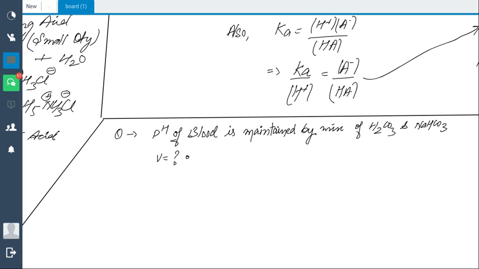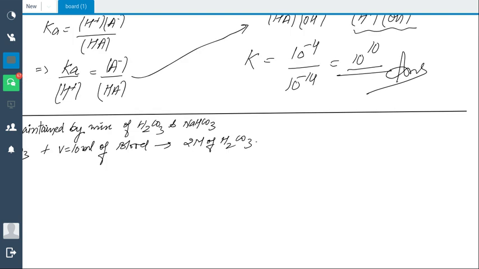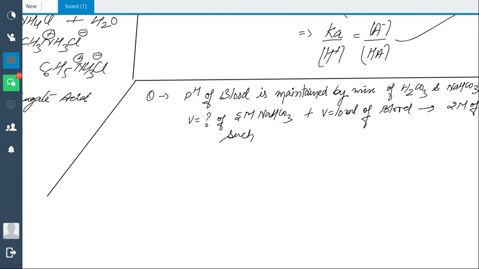what volume of 5 molar NaHCO3 should be mixed with 10 ml of blood which is having 2 molar of H2CO3, such that pH of the solution is 7.4.